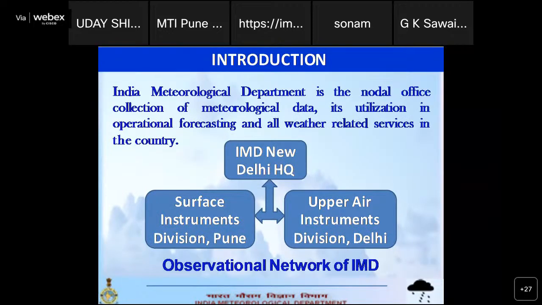Our headquarters is at IMD New Delhi, at Lodhi Road, and the instrument division is divided into two parts. One is the Surface Instrument Division, which is at Pune, and the other is the Upper Air Instrument Division at Delhi. Surface Instrument Division, Pune takes care of all surface instrument observatories, all the AWS, ARGs, airport network, and radiation network, as I already told you. The Upper Air Instrument Division at Delhi takes care of all radars, weather radars, Doppler weather radars, GPS sondes and pilot balloons. The pilot balloons and GPS sonde are helpful for upper air observation, which is helpful in aviation operation.